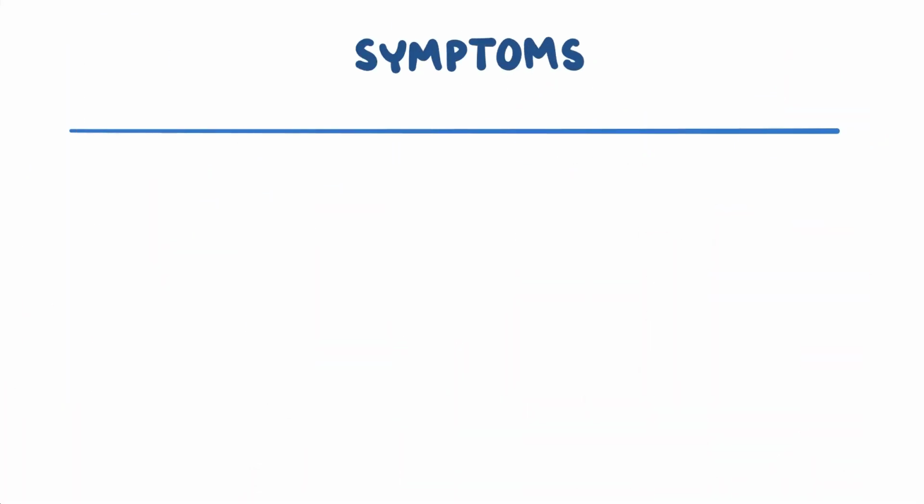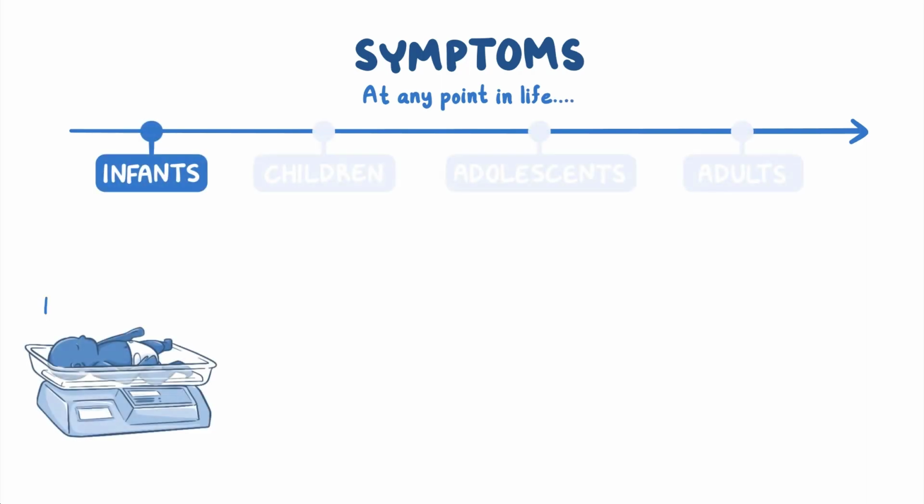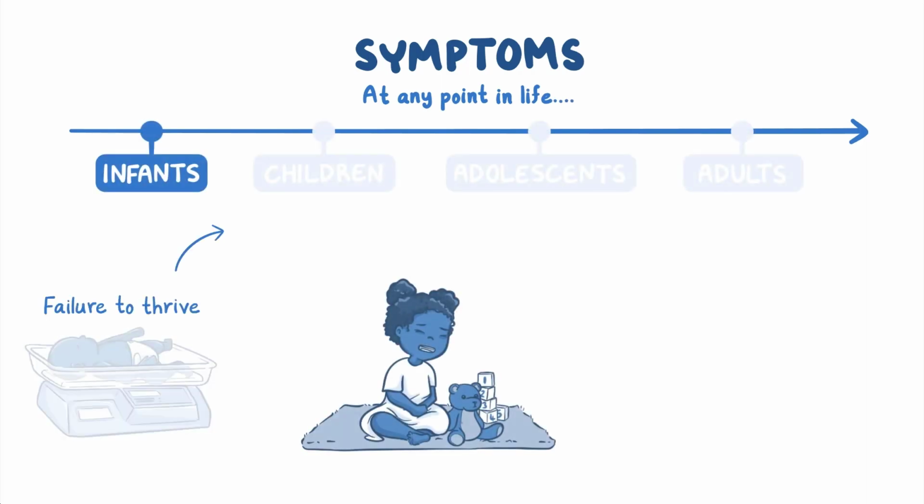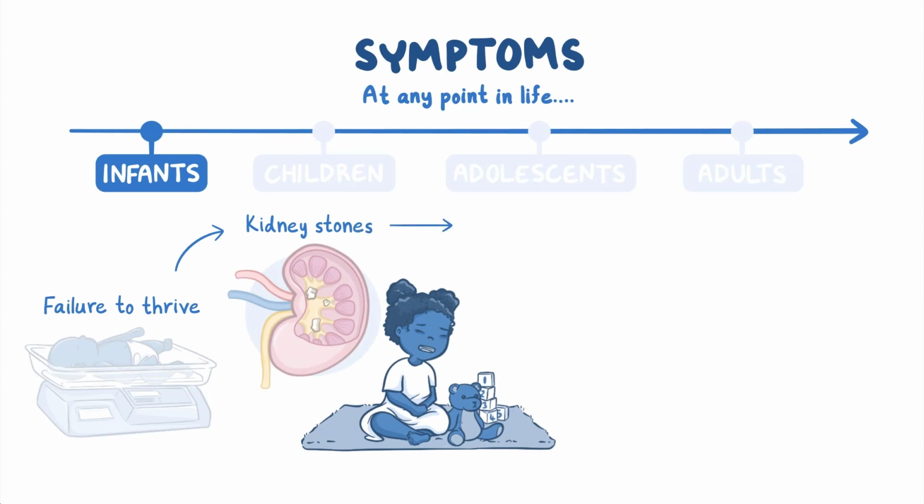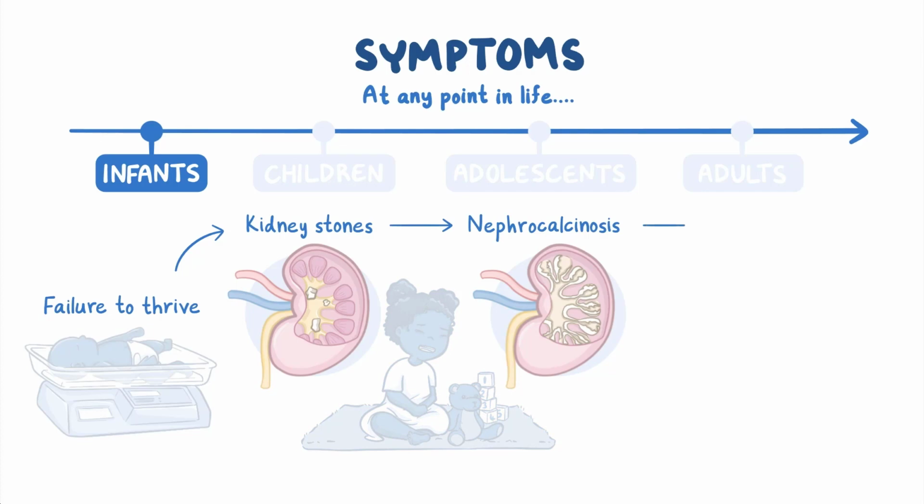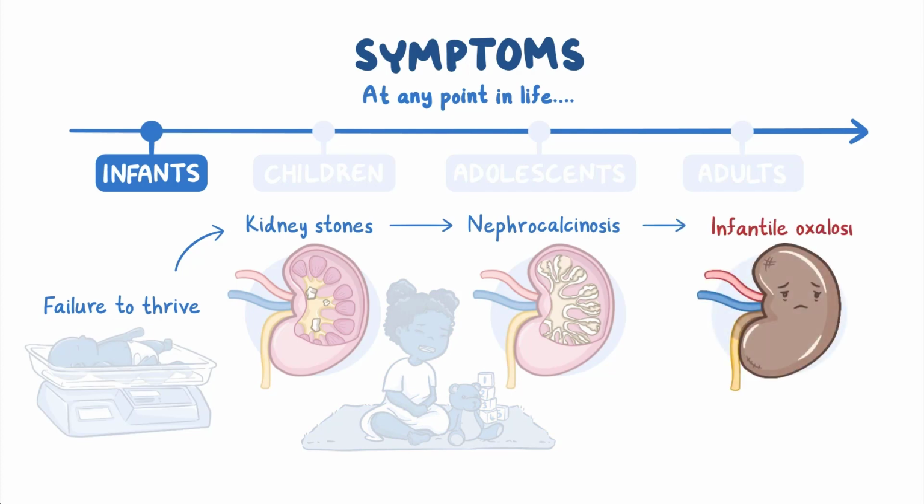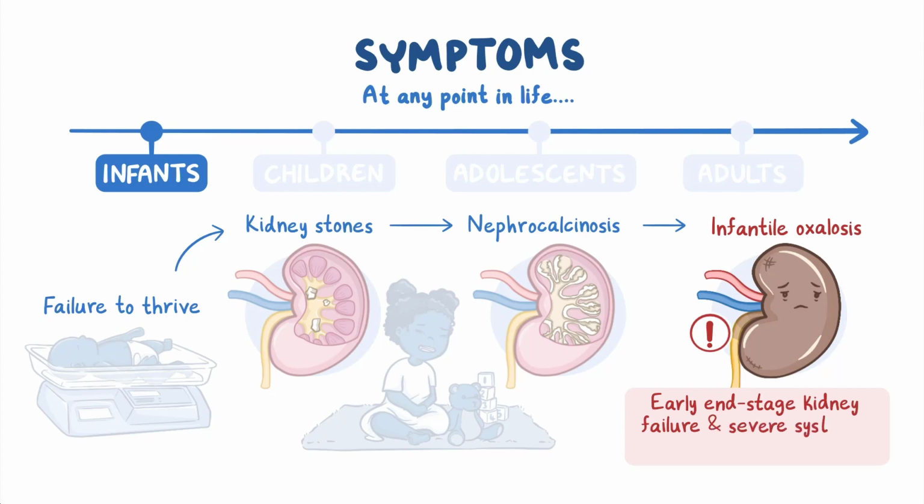Symptom onset of PH can occur at any point in someone's life. Infants that develop the condition fail to thrive and develop either stones in the kidneys or kidney calcifications, called nephrocalcinosis. They frequently develop infantile oxalosis, which is defined as early end-stage kidney failure and severe systemic oxalate deposition.